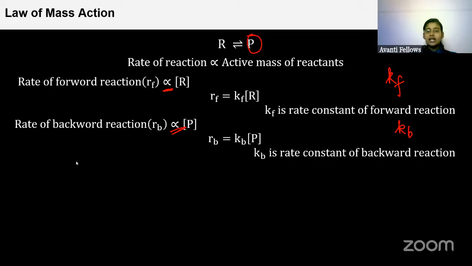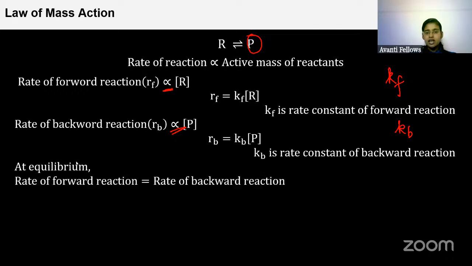At equilibrium, what will happen? Both the rate of the forward reaction and the rate of the backward reaction will be equal, right? At equilibrium, Rf has to be equal to Rb. Rf and Rb should be equal. So in place of Rf and Rb, substitute these values. In place of Rf, put Kf into R, and in place of Rb, put Kb into P.